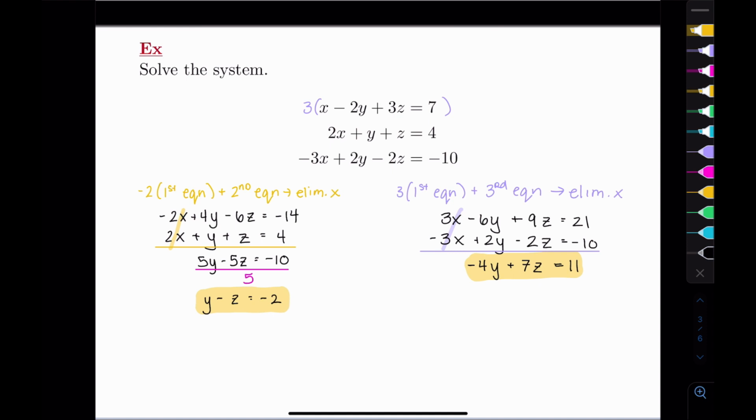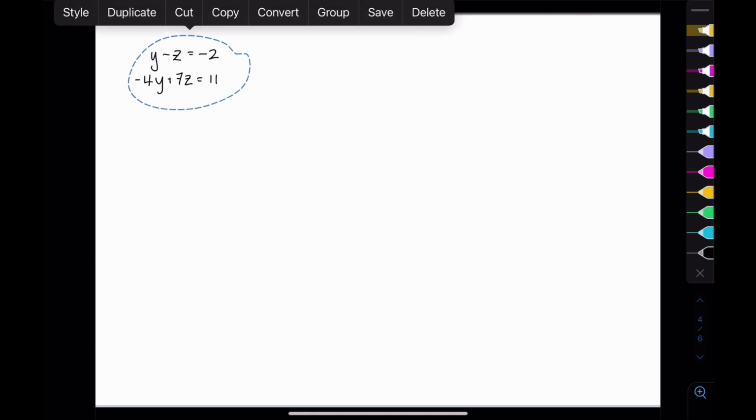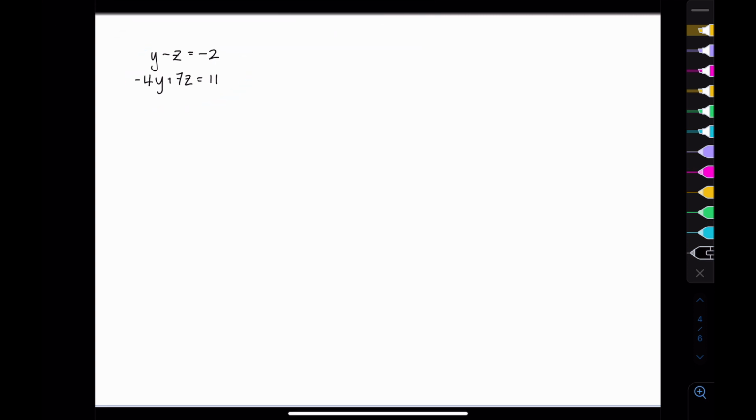So in eliminating the x, we now have two equations and two unknowns. What I want to do is solve this system. So we need to solve y minus z equals negative 2 and negative 4y plus 7z equals 11. Let's do that on the next screen because I definitely don't have room here. At this point, you can use elimination or substitution, purely a preference. Since we just did some elimination, let's do substitution.